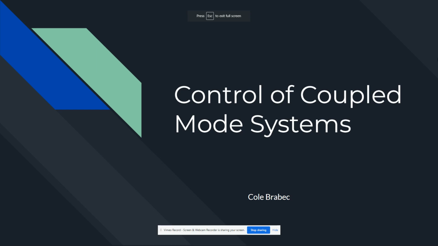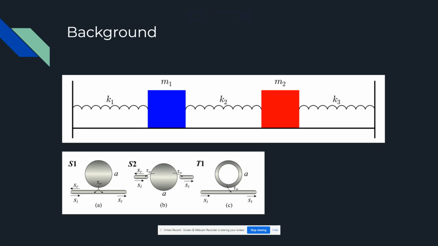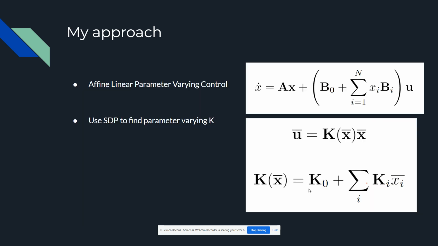Hi, my name is Cole, and my project focused on the control of coupled mode systems. Coupled mode systems refer to systems of oscillators that have weak coupling between them. A basic example is a set of two spring mass systems coupled by a weak spring in between them. Other examples include optical resonators or qubit systems.